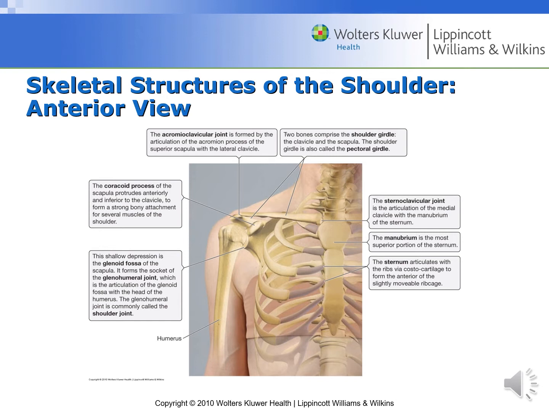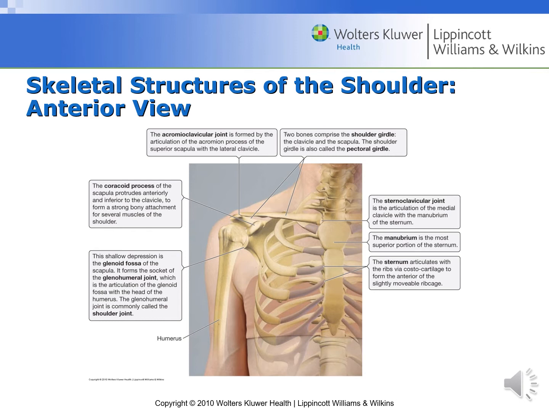Just a little further down, we see the glenoid fossa. The glenoid fossa is a shallow depression of the scapula, and it forms the socket of the glenohumeral joint, which is the articulation of the glenoid fossa with the head of the humerus. The glenohumeral joint is commonly called the shoulder joint.